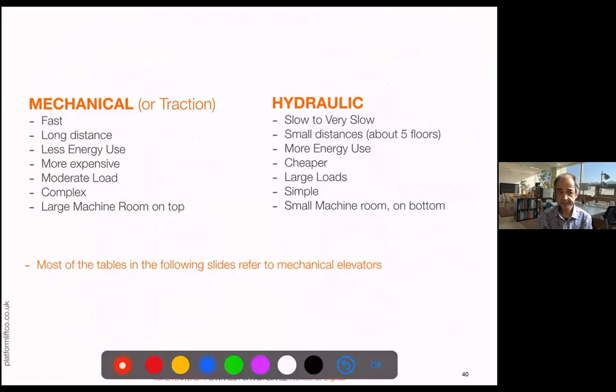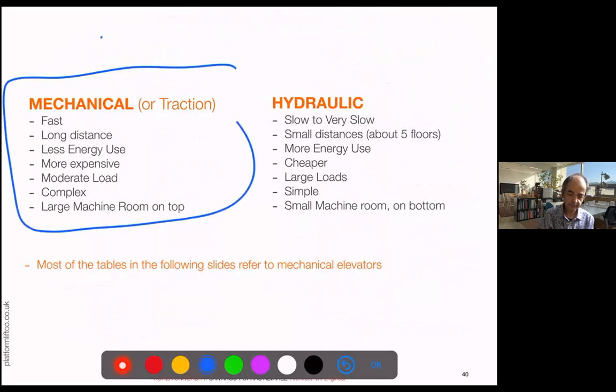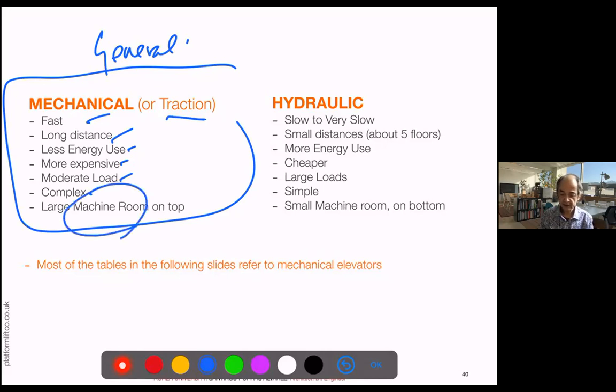So this is the summary. Mechanical is the general, right? It's also called traction. It's fast, can go long distances. They are more optimized for energy consumption. They're expensive in general. The loads, also we have very powerful elevators, but usually load is a weak point. They are more complex. They need more maintenance. And in general, they need a large machine room, which means more square meters, but also one more stair, right?